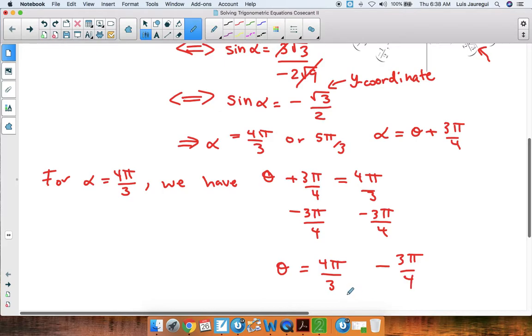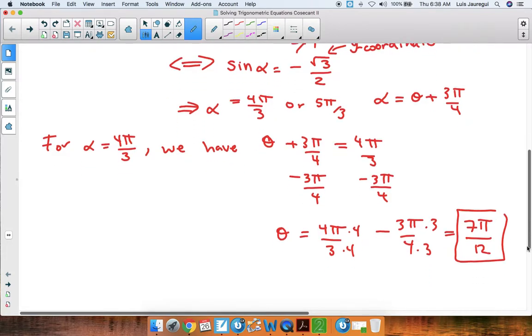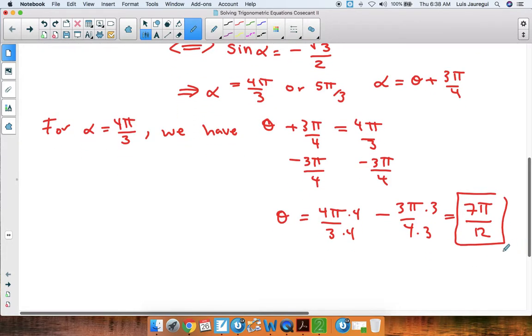So let's multiply this first expression by 4 over 4 so we can get the same denominator, and this one by 3 over 3. So we have 4 times 4 is 16, minus 3 times 3, which is 9. So 16 minus 9 gives you 7, obviously pi all over 12. So that's one of our solutions here. Now, keeping in mind that sine has a period of 2 pi, if you were to actually add 2 pi more, you're going to go beyond the 2 pi. So this is actually just one of the solutions.